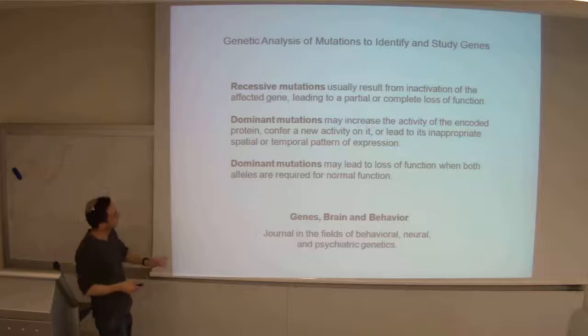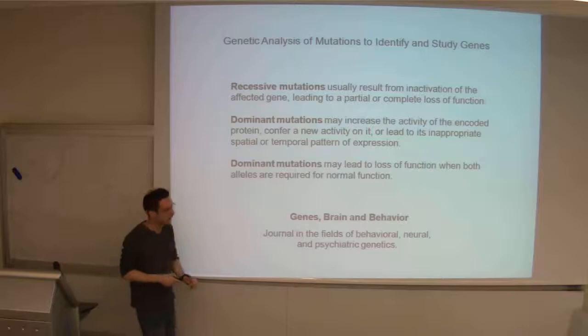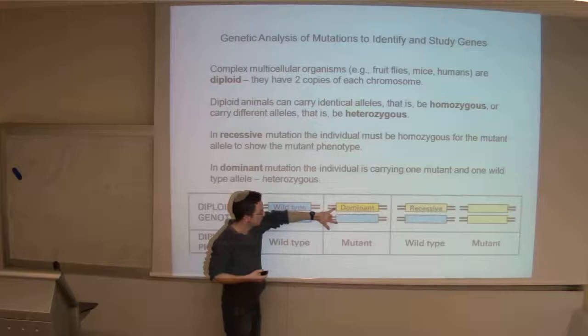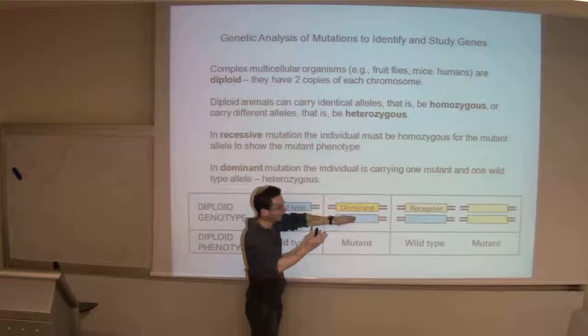One reservation is that dominant mutations may also lead to loss of function, as is usually the case for recessive mutations, when both alleles are required for normal function. For some genes, it's a quantity matter: you have to have both copies, and it's enough for one to be defective if the other cannot compensate, for instance, with the right amount of reactants that have to be produced and transformed into products. So indeed you might see a mutant phenotype.